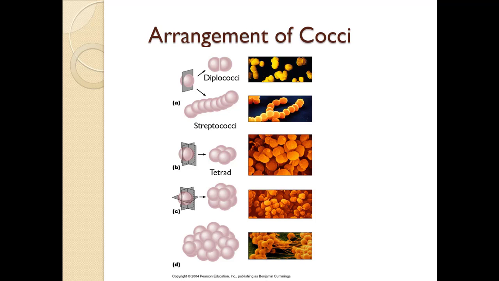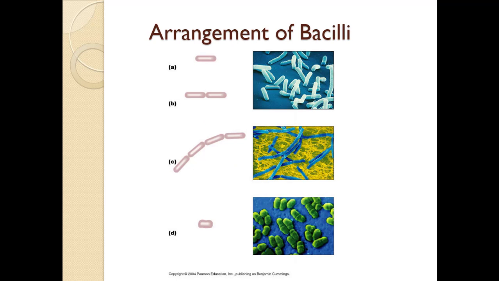A tetrad, so you have 4 together. A sarcina, which is 8 together, like 2 tetrads. And staphylococci. So again, diplococci is 2, streptococci is a chain, a tetrad is 4, a sarcina is 8, and staphylococci is like a bunch of berries all together in one.